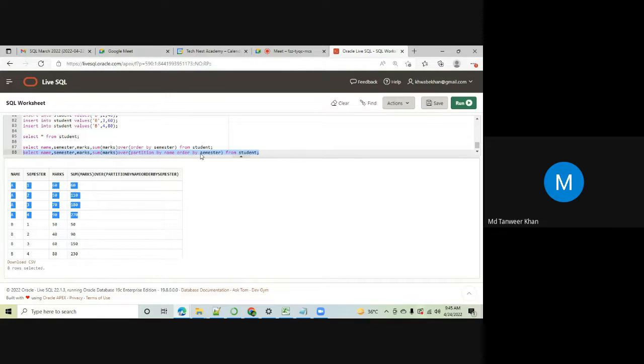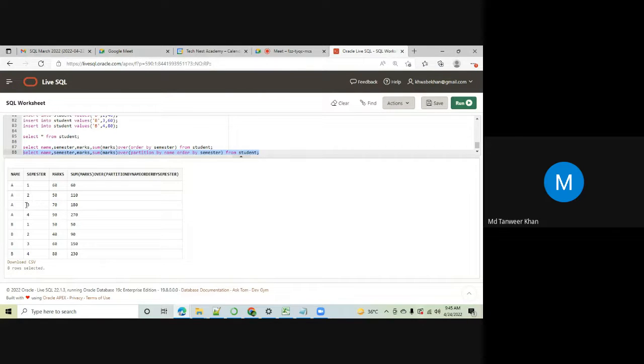Order by semester. Now, can I check whether the semester is in order, 1, 2, 3, 4, 1? Oh no, the semester now is not in order, no? You think this is an order by semester? Yes. But it is not ordered, no? It is one, and then after this one is coming here. Because they are in partition, partition by.